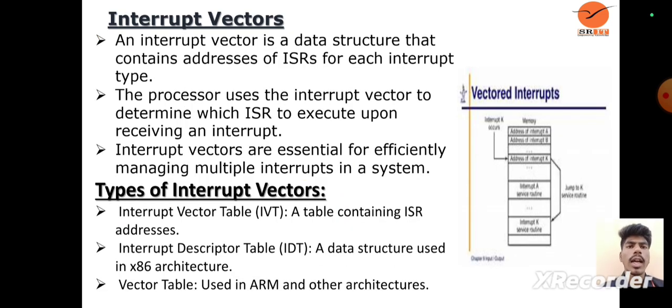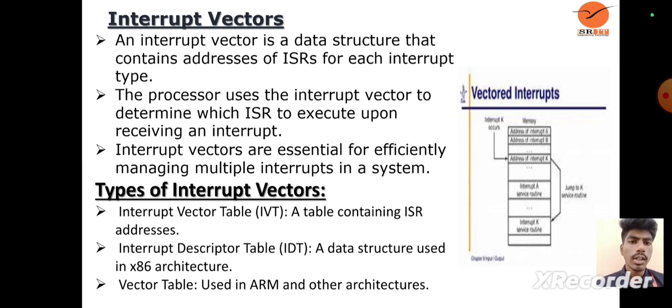Interrupt vectors. An interrupt vector is a data structure that contains addresses of ISRs. For each interrupt type, the processor uses the interrupt vector to determine which ISR to execute upon receiving an interrupt. It describes what type of ISR to execute for the interrupt. Interrupt vectors are essential for efficiently managing multiple interrupts in a system. Actually, in the system, the essential thing is the interrupt vector. It is most crucial in an interrupt system.